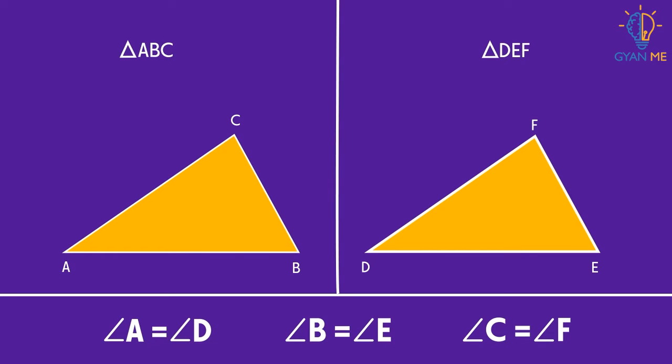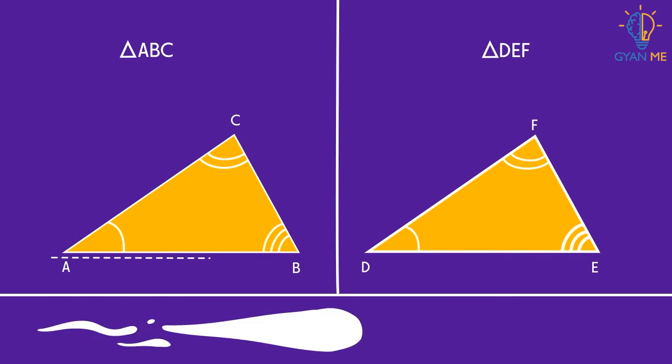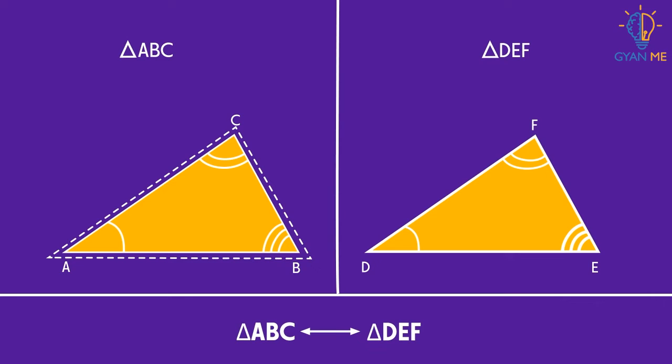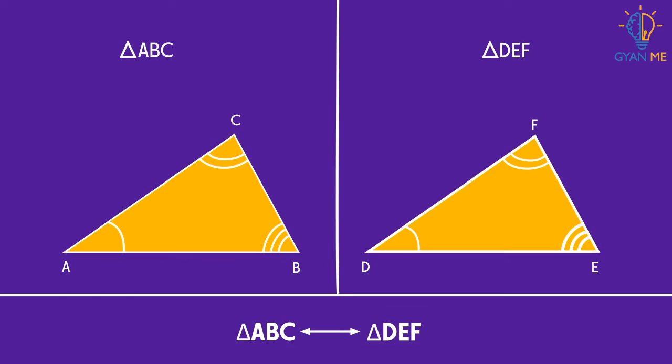Therefore, we can write the correspondence that angle A and angle D are corresponding angles, while angle B and angle E are corresponding angles. Similarly, angle C and angle F are corresponding angles. So we can write correspondence as triangle ABC corresponds to triangle DEF. This is the symbolic way of representing the correspondence. Students, while noting correspondence, the sequence is important and not the position.